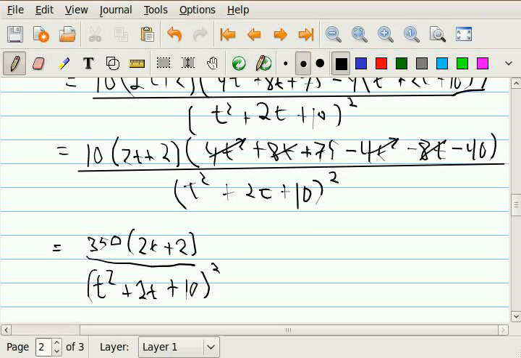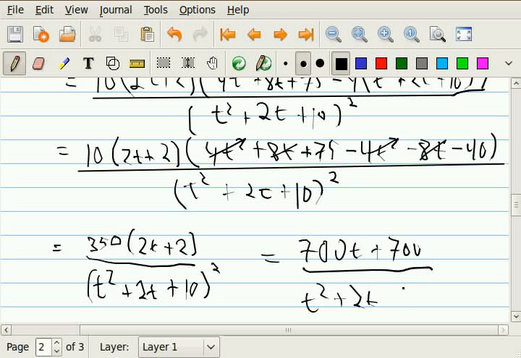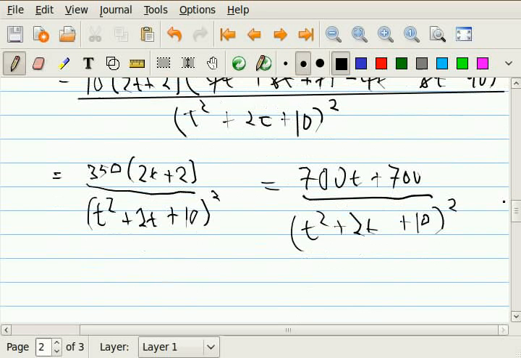Okay, and again here, if I wanted to, there's no reason to leave this factored. Of course you can if you want, but it's going to be something like 700t plus 700 over t squared plus 2t plus 10, quantity squared. Okay, and that's the derivative, and if you get this right, then to answer their question, I think they wanted you to compute some values of the derivative. You just got to put that number, or those numbers in for t and compute the value.